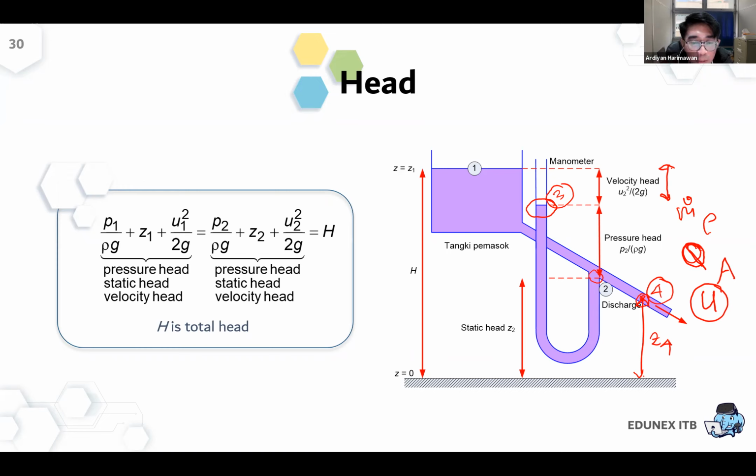So the increase in pressure energy, or increase in pressure head, is just the new difference from point 3 to point 4. The length is longer, right? It means the pressure head is also higher. Okay. I hope you can understand. Or do you have any question?